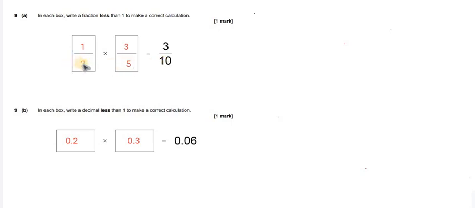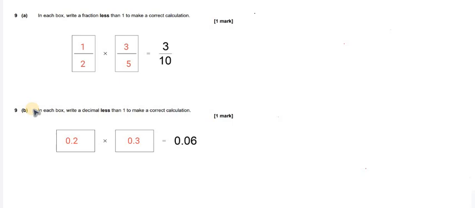You wouldn't use 1 and 10, because then that would be 1 over 1, or 3 over 1. That's not less than 1. So, 2 over 5. A 5 goes here. 3 over 5 is less than 1. 1 over 2 is less than 1. And they both go together to make 3 over 10.